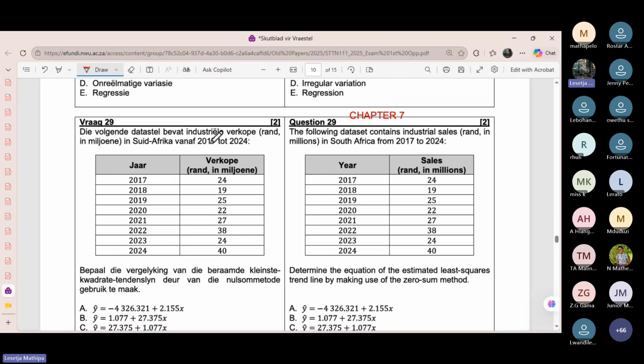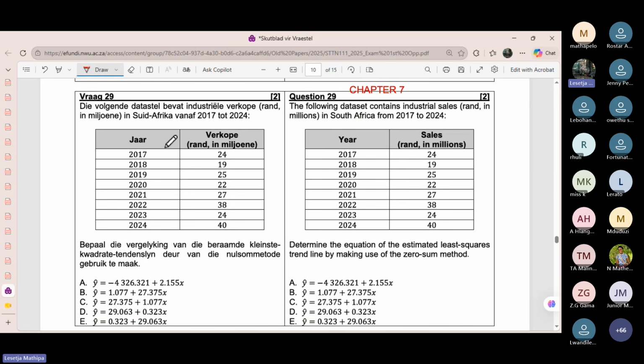So let's see. The following data set contains industrial sales rent in millions in South Africa from 2017 to 2024. You must determine the equation of the estimated least square trend line by making use of the zero-sum method. Guys, check, in chapter 6 you were given X and Y. It was easy for you to find the equation of the least square equation because you are given X and Y. But here, in chapter 7, they're not going to give you the X values. But they are going to give you the Y values.